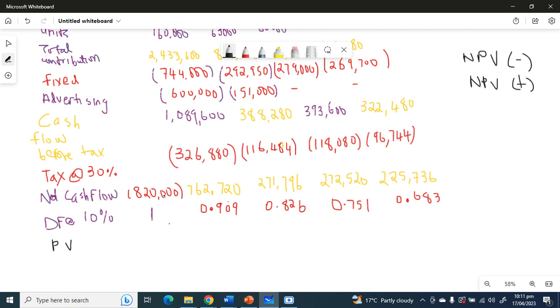So we're going to say here present values, PV. Negative 820,000 multiplied by 1. Negative 820,000. All right. Then year 2, 762,720 multiplied by 0.909.